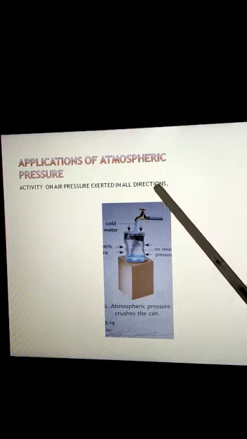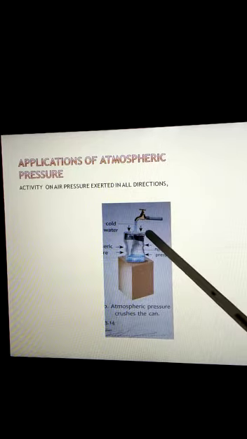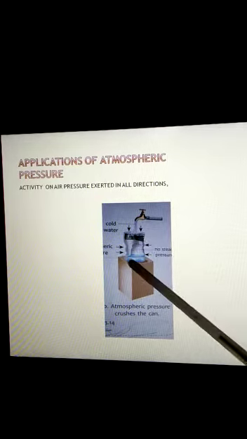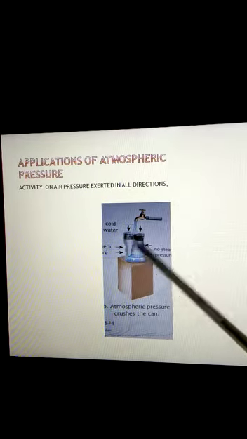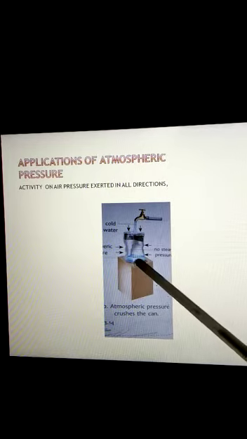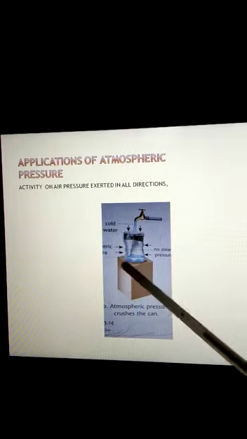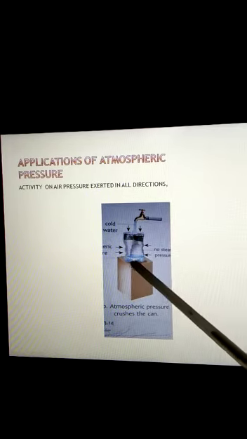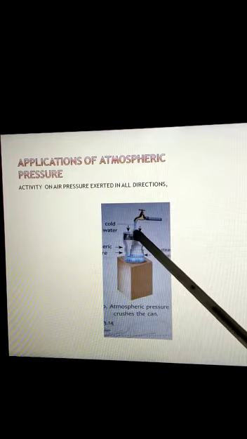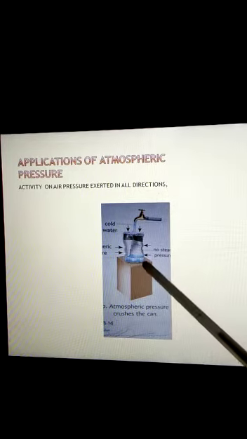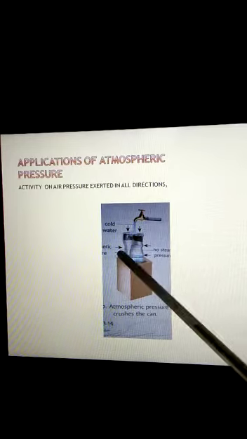This activity is about the air pressure that is exerted in all directions. For that, we had taken a can with some liquid inside. Now the liquid is being heated. What will happen? The liquid will convert into vapor and rise up. Then cold water is poured over it.